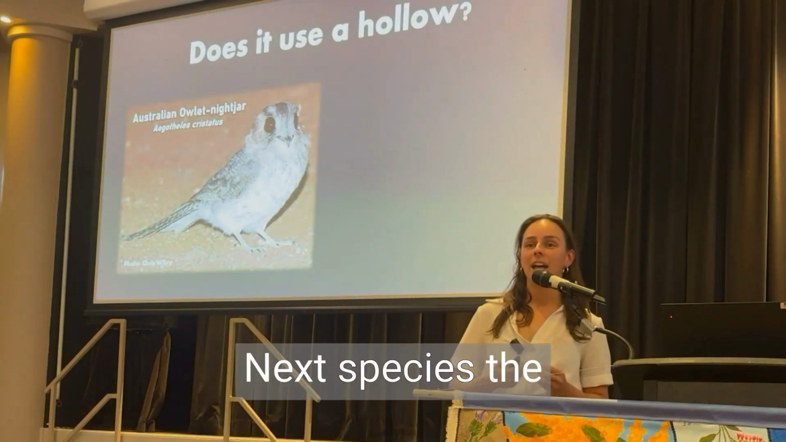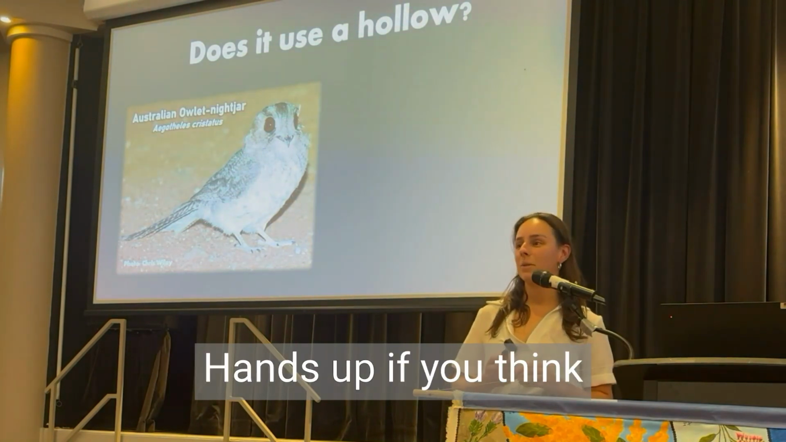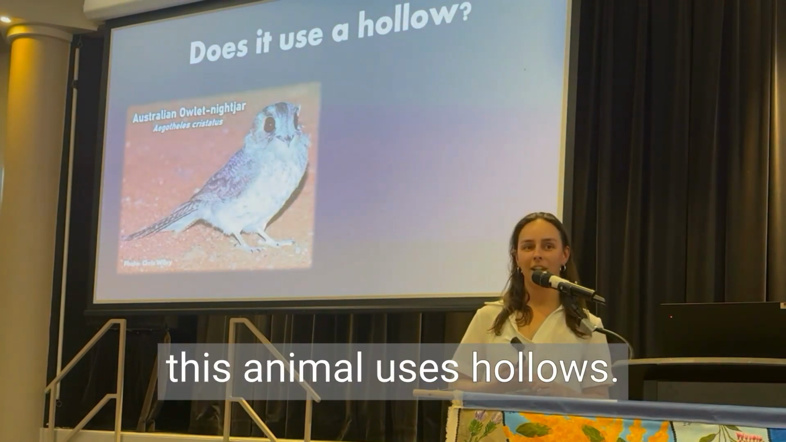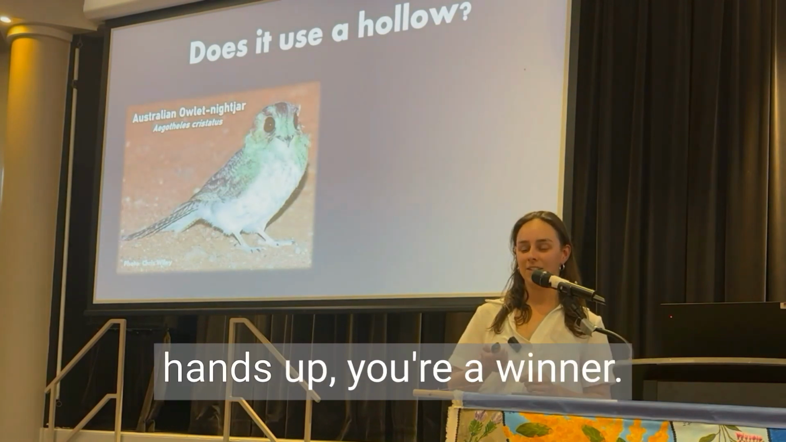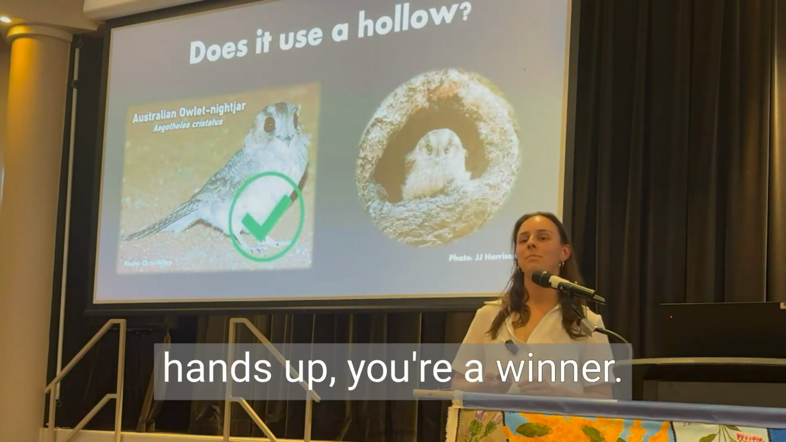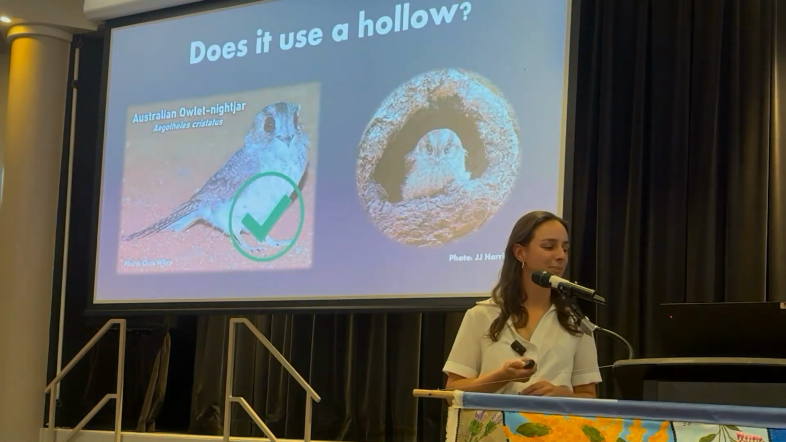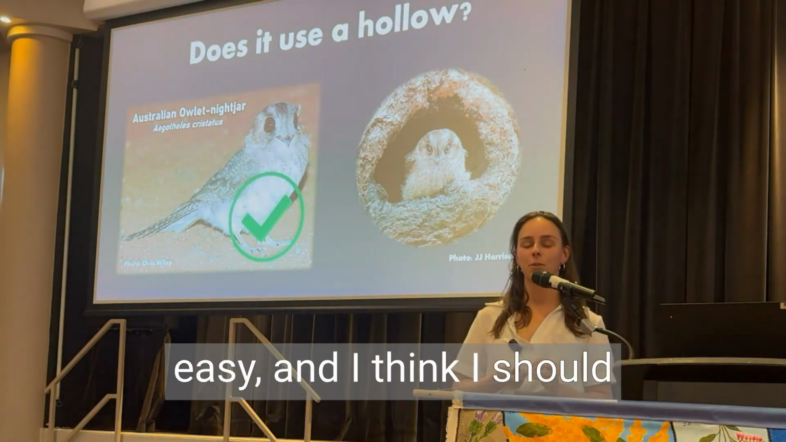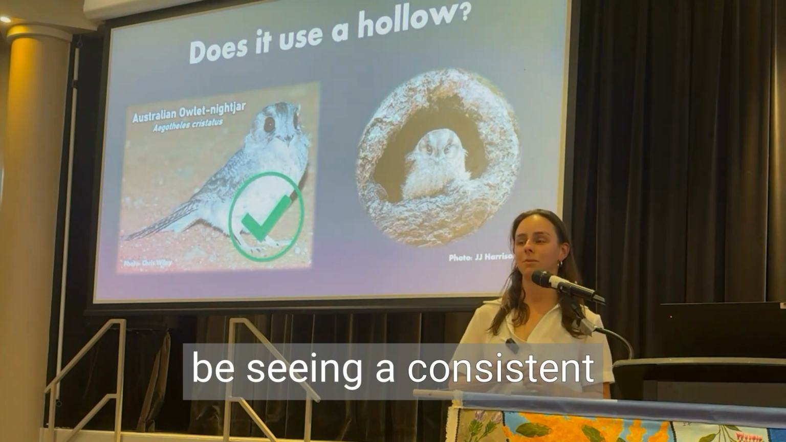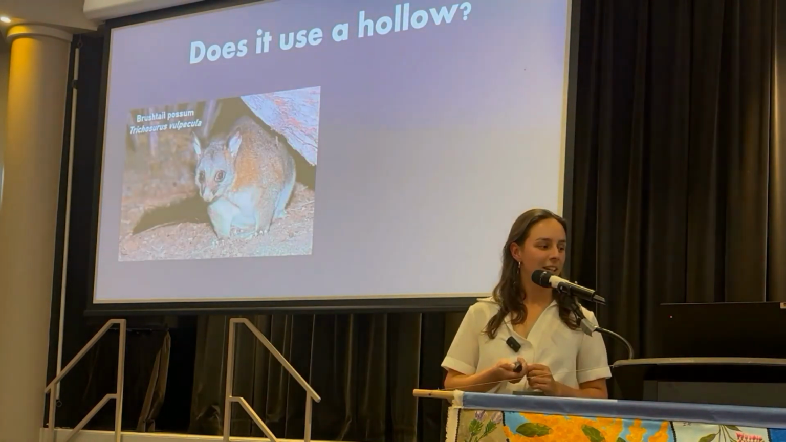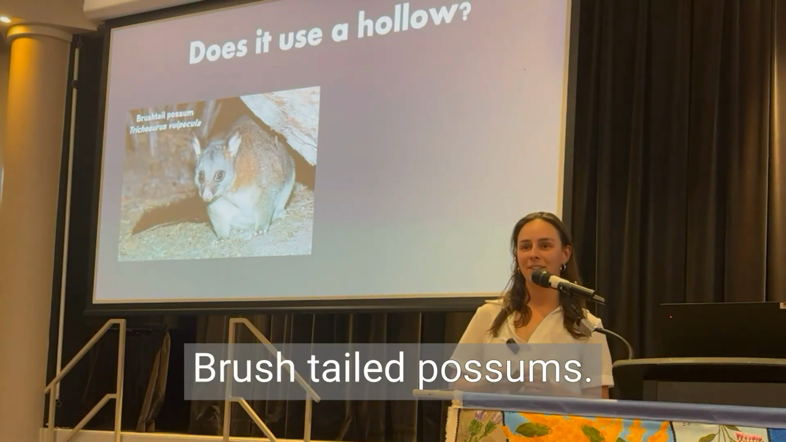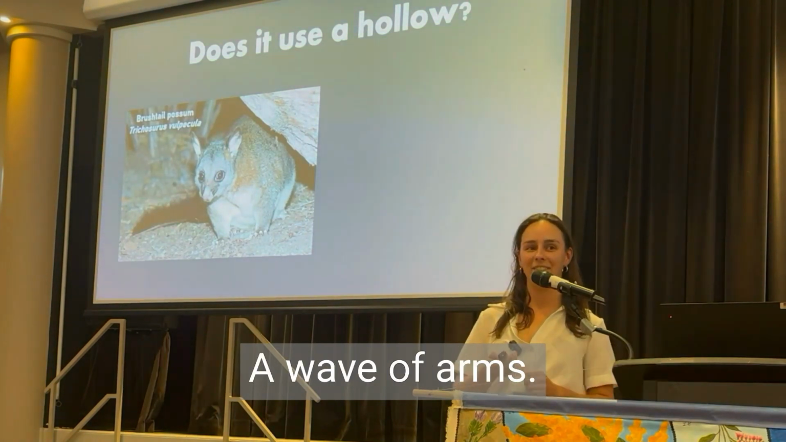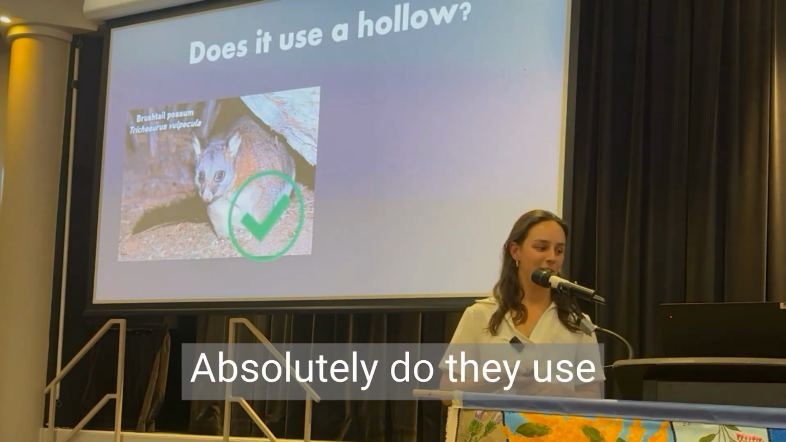Next species, the Australian owlet nightjar. Hands up if you think this animal uses hollows. Excellent. Well, if you have your hands up, you're a winner. They also use hollows. This next one's really easy, and I think I should be seeing a consistent result from you guys. Brush-tailed possums. Yeah, that's what I like to see, a wave of arms. Absolutely they use hollows.